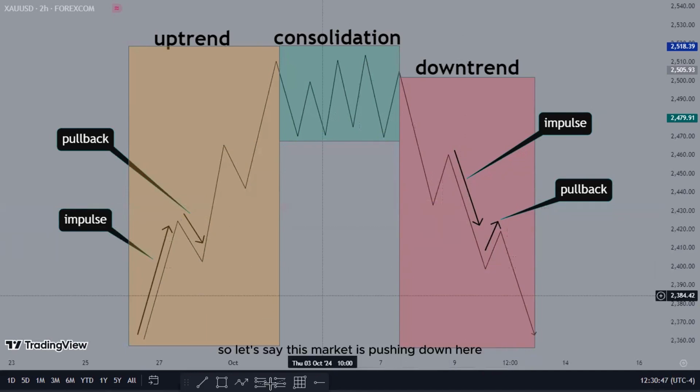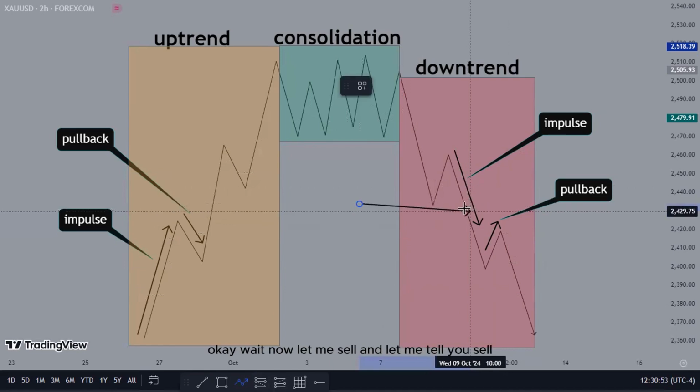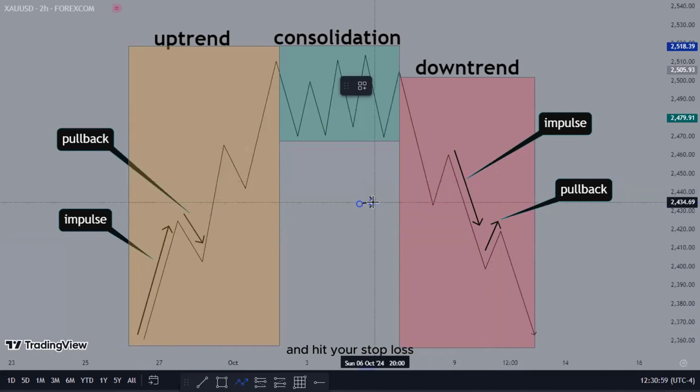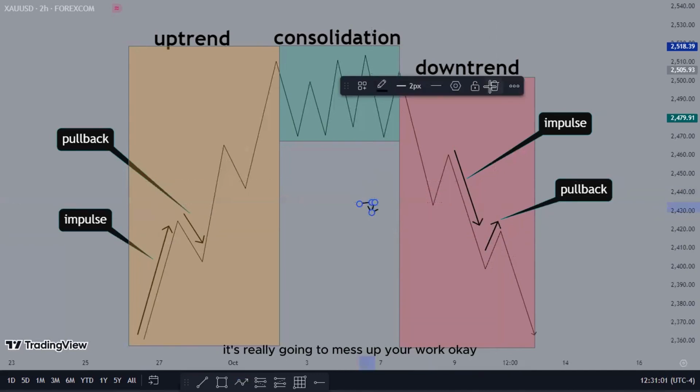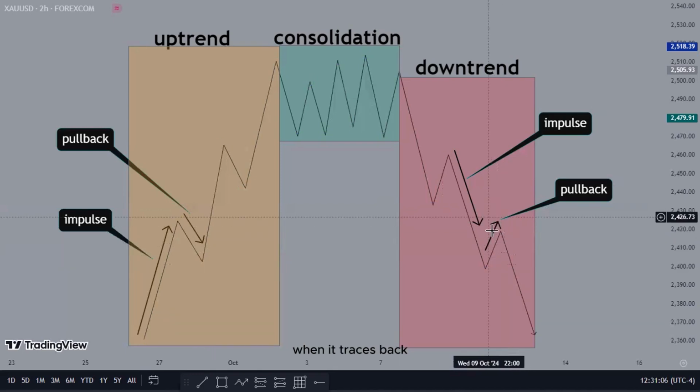So let's say this market is pushing down here impulsively to the downside, and you think, oh, okay, it's going down, let me sell. And immediately you sell. The market now pushes and starts retracing back and hits your stop loss. It's really going to mess up your work. So it is preferable you wait when the impulse is over, when it retraces back.